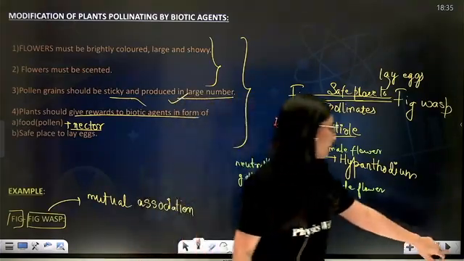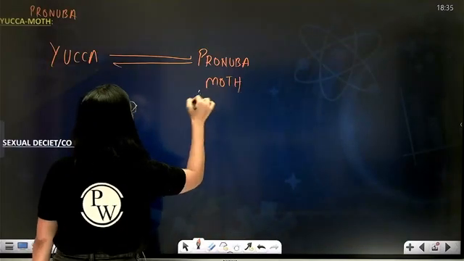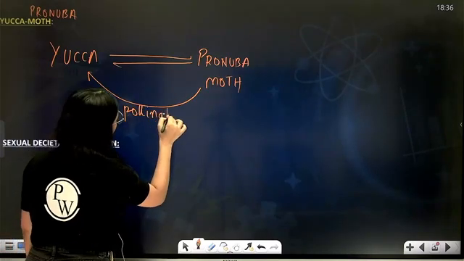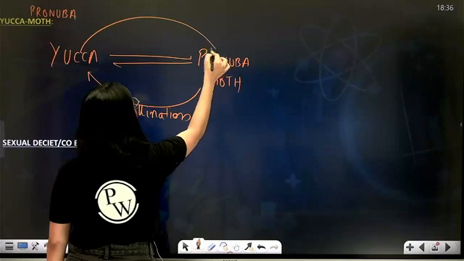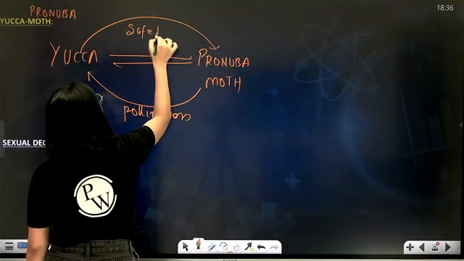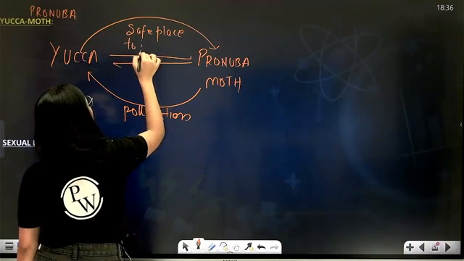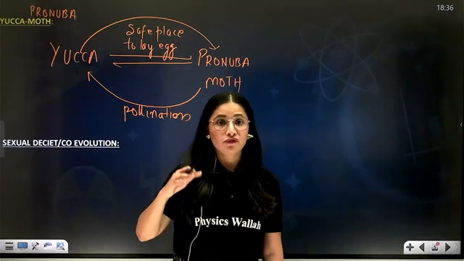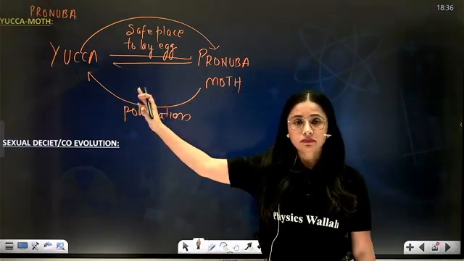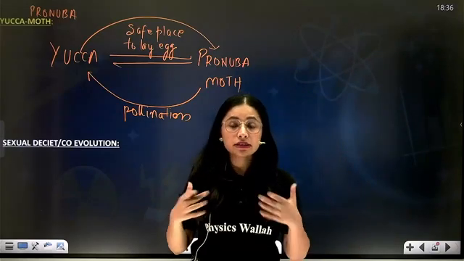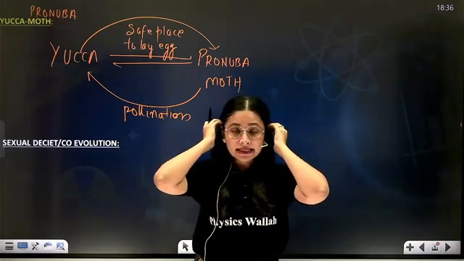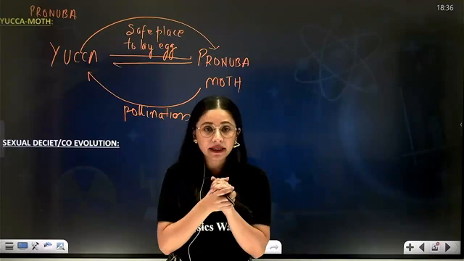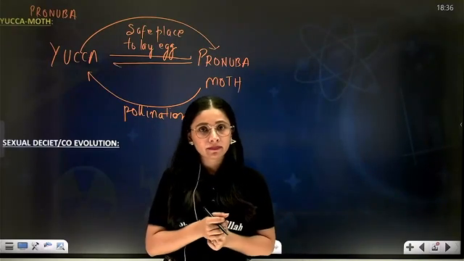Exactly the same concept. What is the concept? This Pronuba moth is pollinating the plant. In return, yucca is giving Pronuba a safe place to lay eggs. So they also have a kind of mutual association, right? Same as fig wasp. This is the second example, yucca and Pronuba moth. This you have seen, where both insect and plant are equally benefiting each other. They are equally helping each other, and yes, they are surviving.